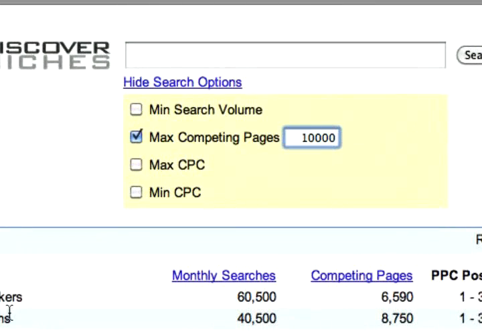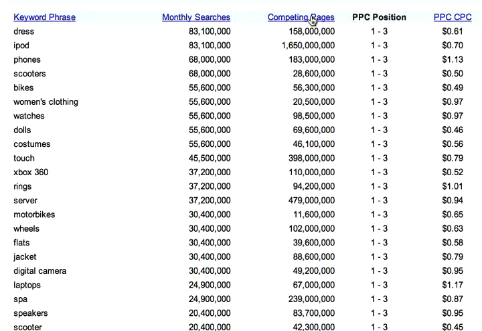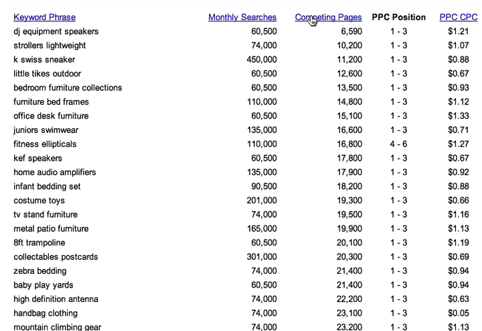Let's say that we want to go after just the huge search volumes, okay? Let's say we only want to look at something that gets more than, say, 2,000 searches a day. So 60,000 searches a month is our minimum search volume. And then let's say we want to sort that in descending order of competing pages. So now we're going to look at huge search volumes and low competition.